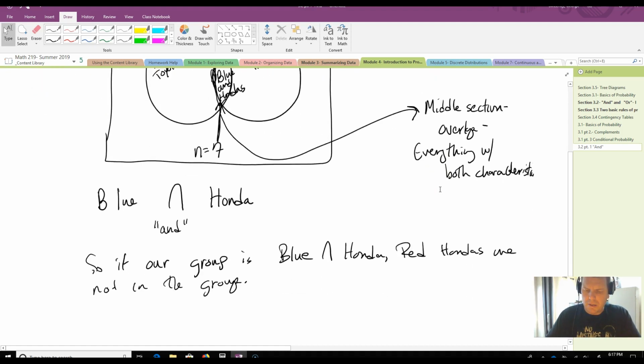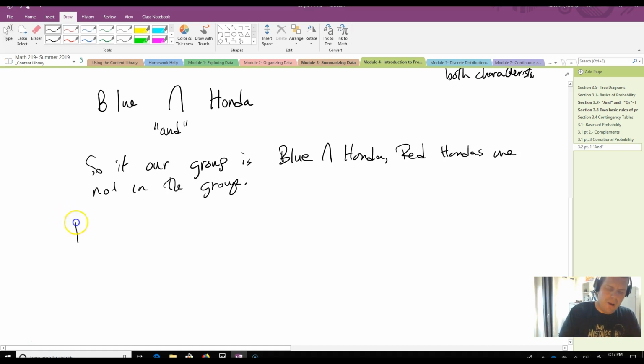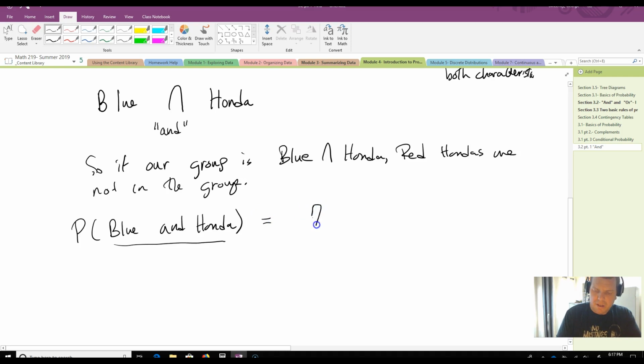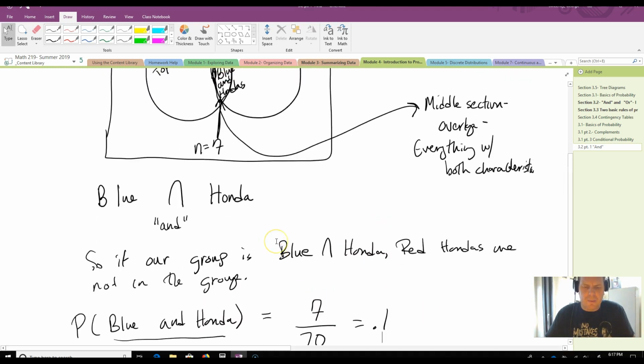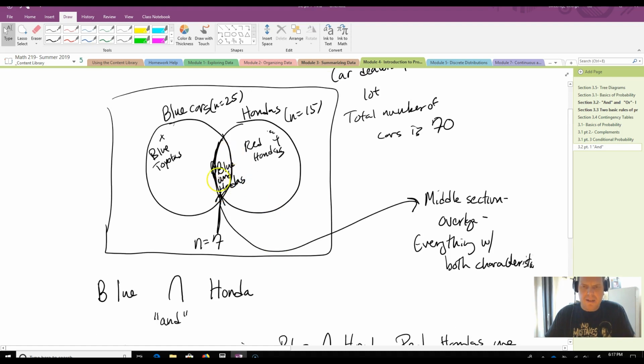So if we wanted to know the probability of blue and Honda, our desired result are all the things that have those qualities. There are 7 that have that quality, and then we will divide that through by the 70, and that ends up equaling 0.1. Okay? And so that's basically what we mean by "and." "And" represents all those that have that quality.